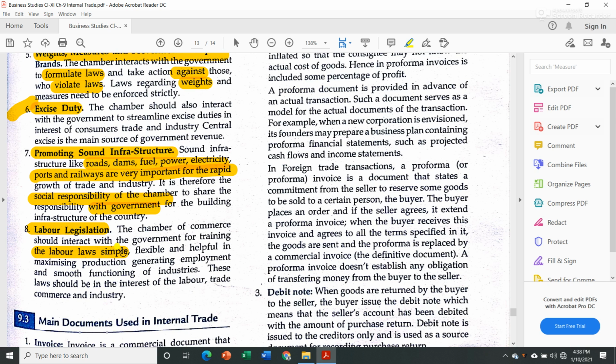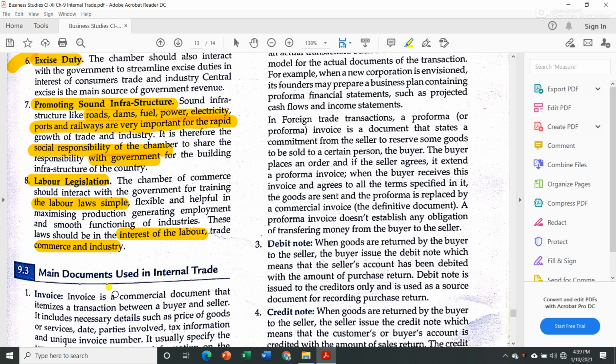So the FICCI Federation, with the help of government, tries to make those laws simple so that labor with no educational background will be able to understand them. Then flexible and helpful in maximizing production, generating employment and smooth functioning of industries. This law should be in the interest of the labor. Means they should try to protect the laborers from the manipulation of businessmen, trade and commerce.